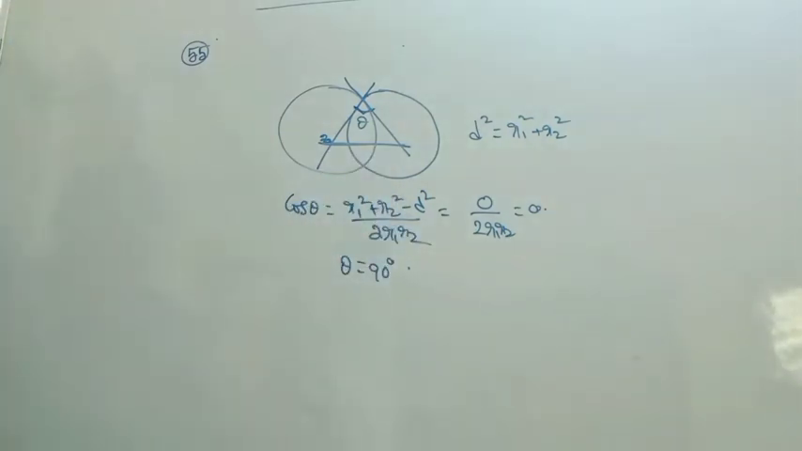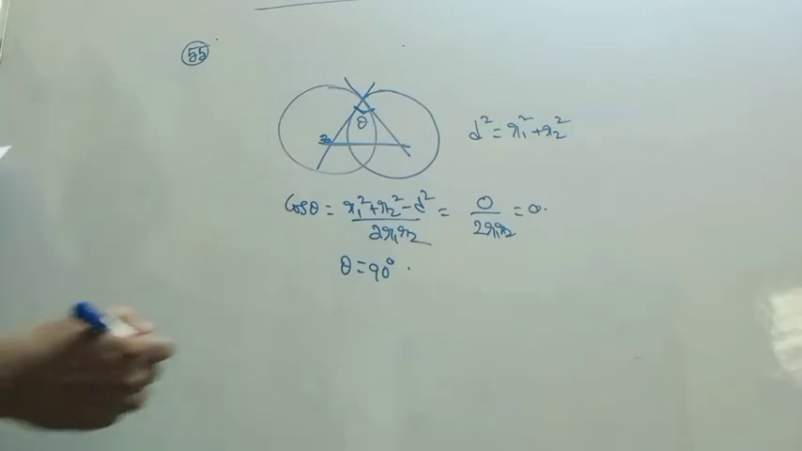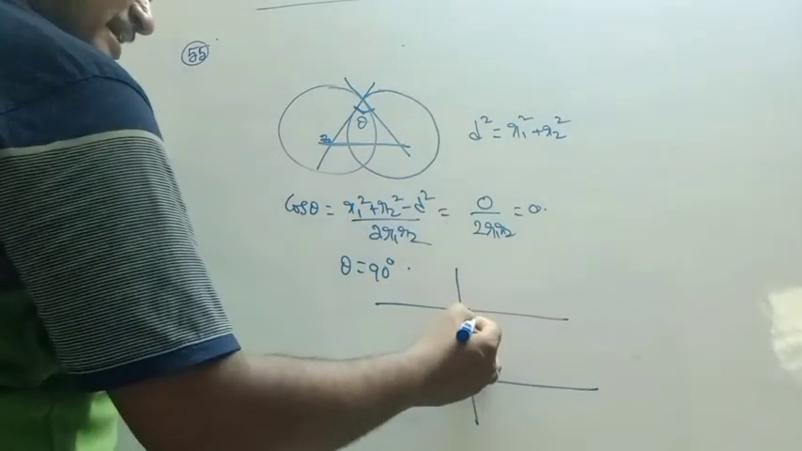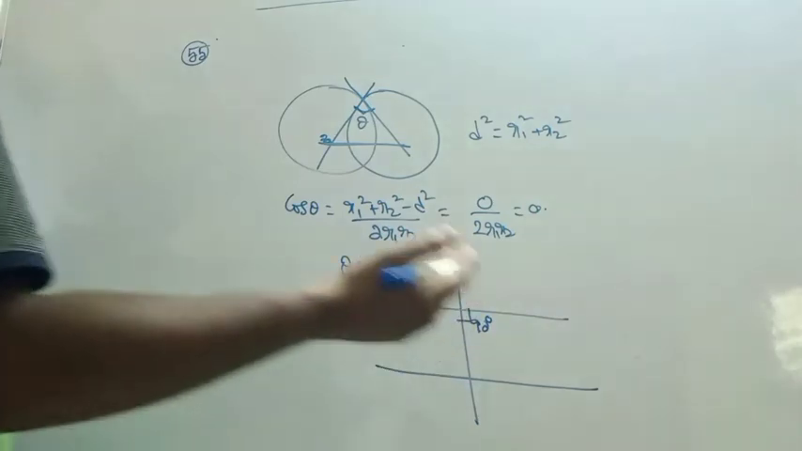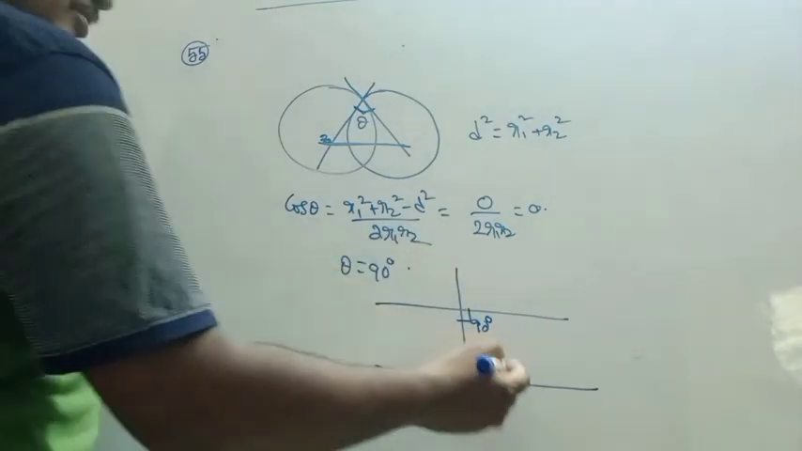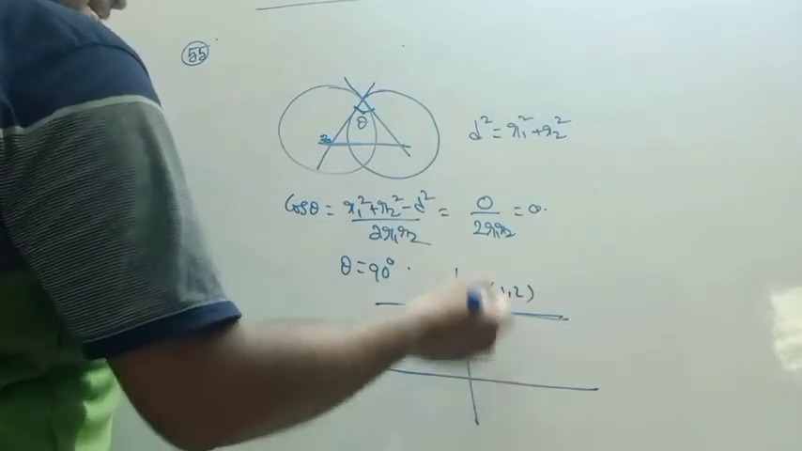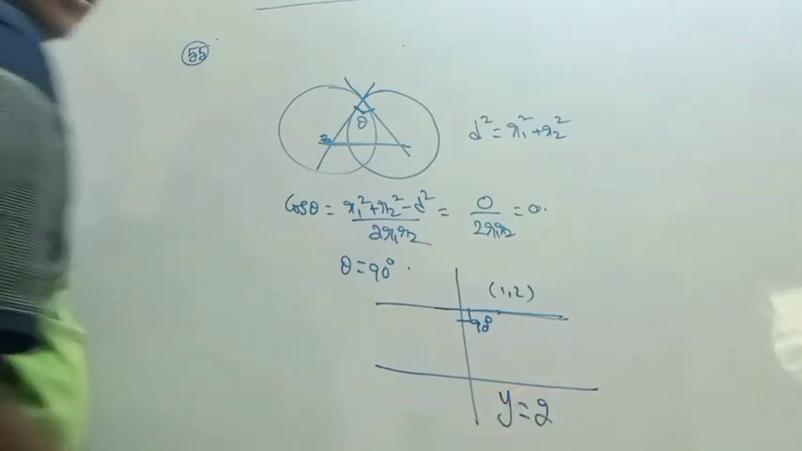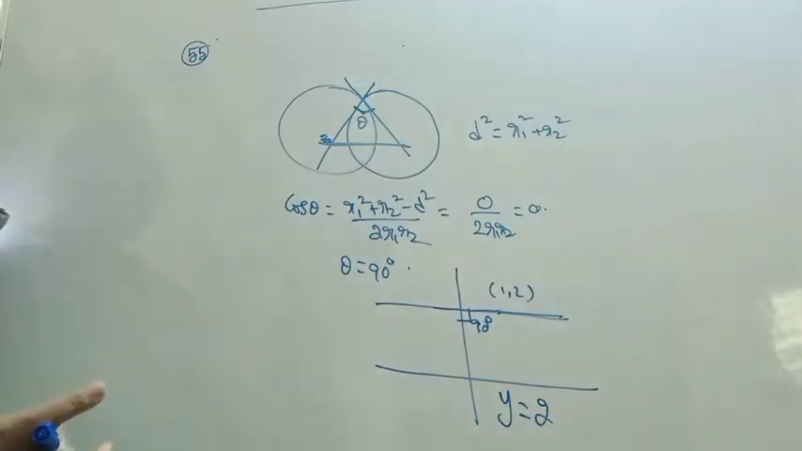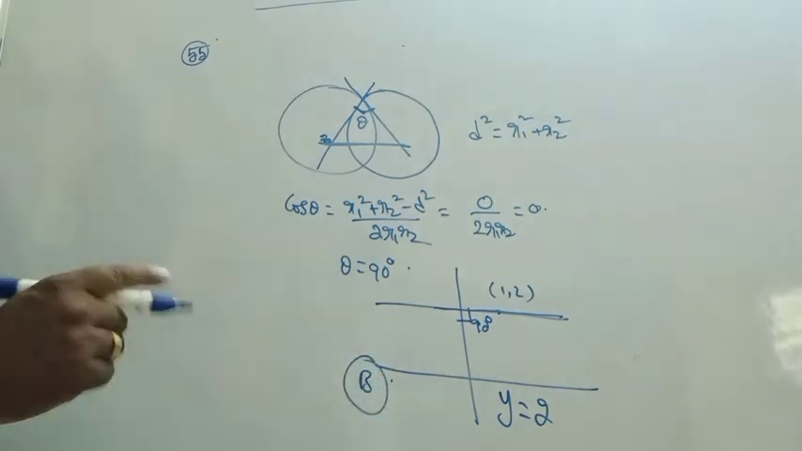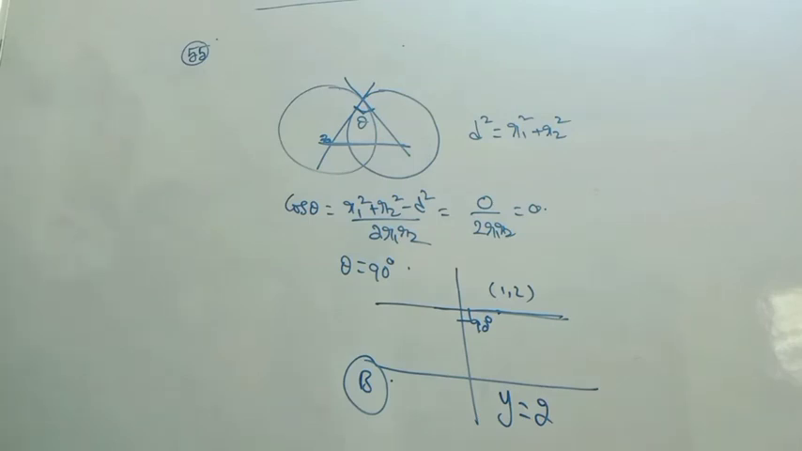Now, my dear student, what they are asking is the equation of the line which is making an angle 90 degrees with the y-axis. 90 degrees with the y-axis means a horizontal line passing through the point 1, 2. Horizontal line means y is equal to constant, and y is equal to 2 is the answer. That means option B is correct. But in the key they have given it as A. That is wrong. It is option B which is correct.